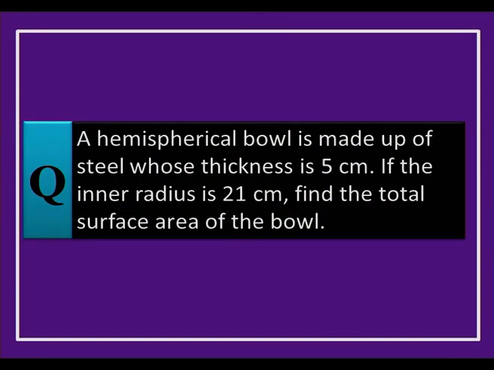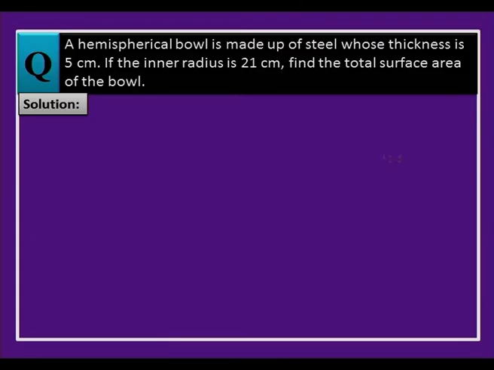Now, to understand these concepts much more clearly, let us apply these concepts in solving a few problems. Let us start with our first problem. A hemispherical bowl is made up of steel whose thickness is 5 centimeters. If the inner radius is 21 centimeters, find the total area of the bowl. Let us start with the solution.